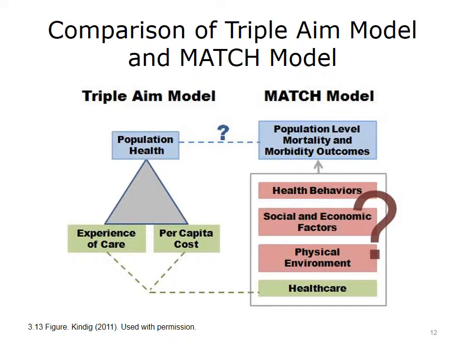Population health is really a product of multiple determinants of health, including healthcare and medical care, but also including public health, genetics, behaviors, social factors, and environmental factors. This model seems to represent more broadly population-level mortality and morbidity outcomes, and the influence of these factors on population health and morbidity outcomes. Although you will likely see the triple aim model as a model that's used to define population health improvement.